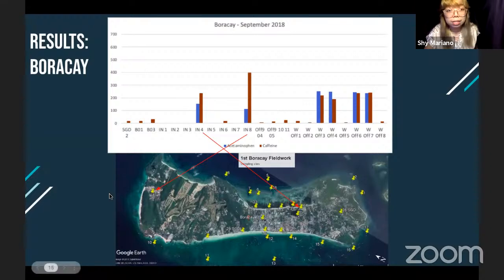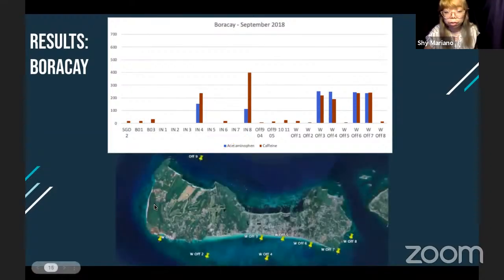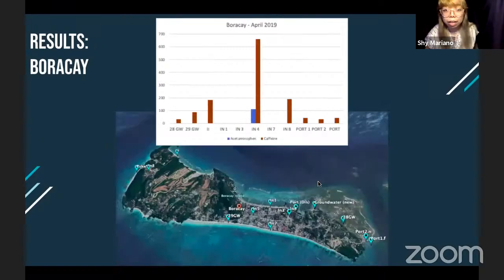And then for the offshore samples for this sampling period, the team tried to target suspected discharge sites of pipes offshore and also affected sites of drainage discharge. And we detected caffeine and acetaminophen in 4 of the offshore sites: offshore 3, offshore 4, offshore 6, and offshore 7. There are small detections in other offshore sites, though not as high as from the 3, 4, 6, 7 sites. Now we went back in April 2019.